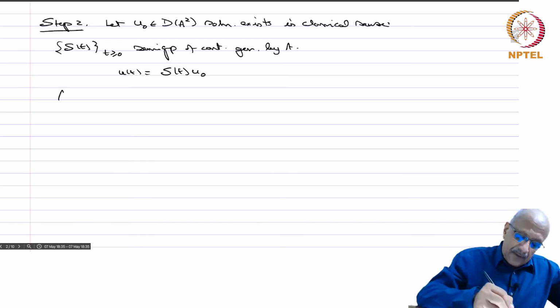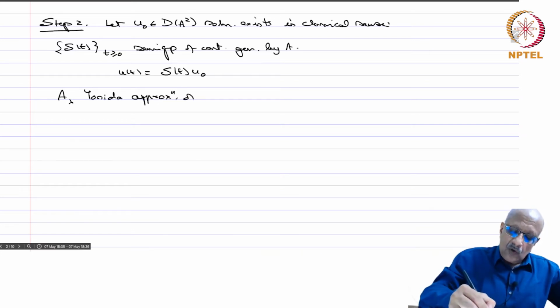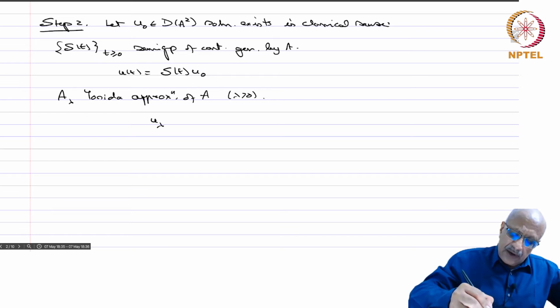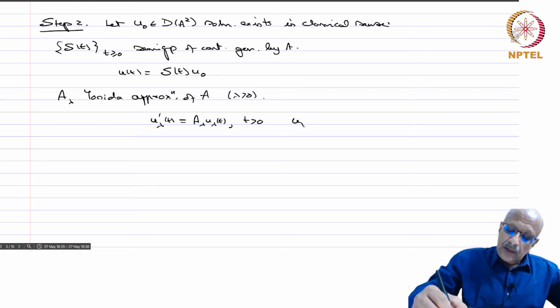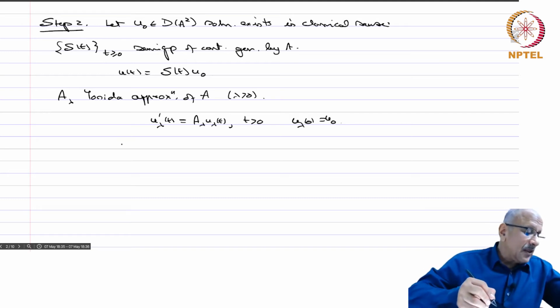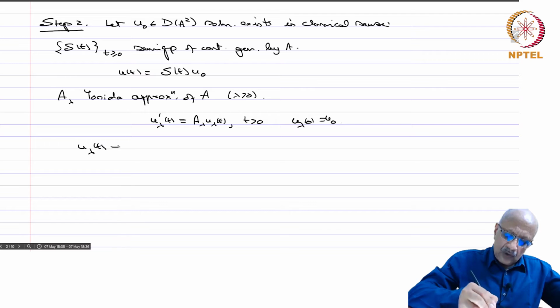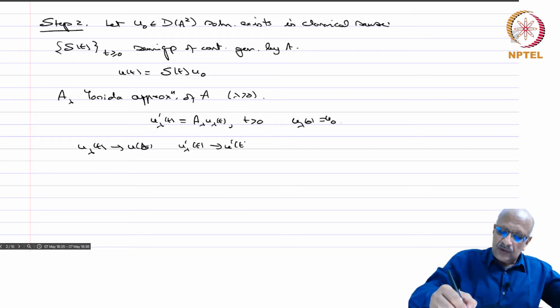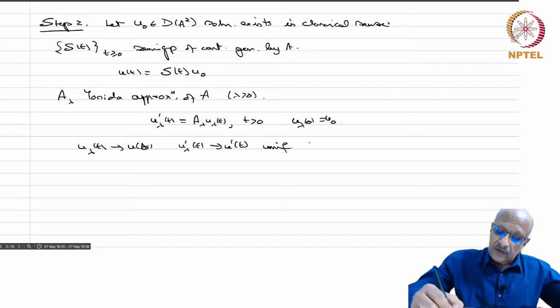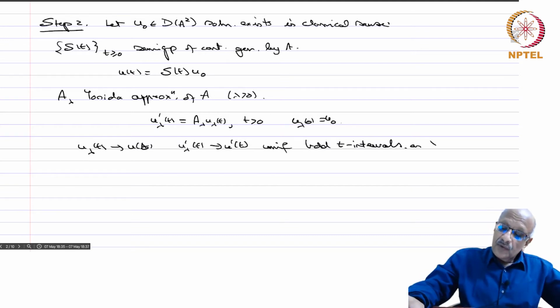Okay. So A_lambda is the Yosida approximation of A, lambda positive. Then let us take u_lambda'(t) equals A_lambda u_lambda(t), t positive, and u_lambda(0) is the same initial value u0. Then we have seen that of course u_lambda(t) goes to u(t), and also u_lambda'(t) goes to u'(t). This was one of the last theorems which we proved in the general Hille-Yosida case, uniformly on bounded intervals as lambda tends to infinity.